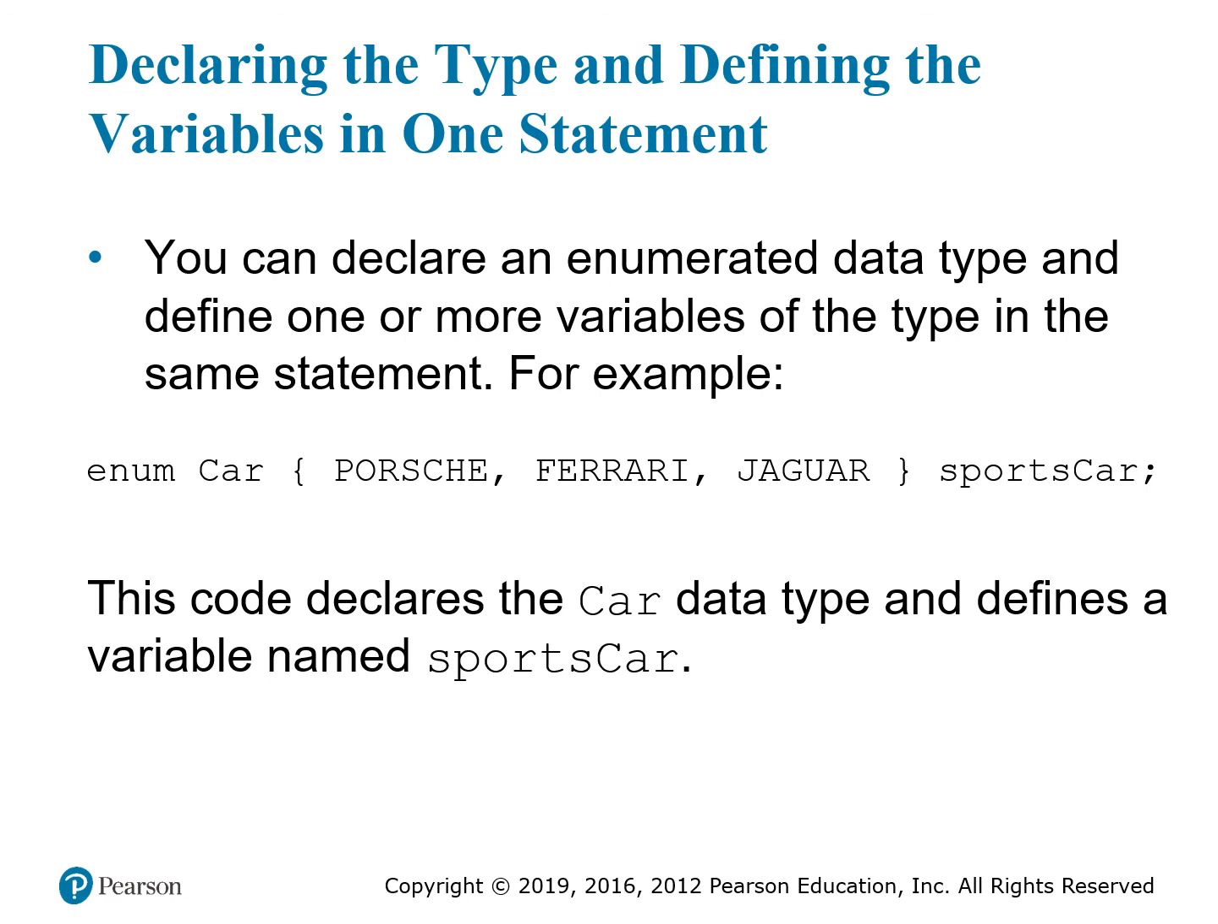And finally, as we saw when I did the anonymous enum earlier, we can define an enum type and have a list of variables on the same line or in the same statement. Enum car is either a Porsche, Ferrari, or a Jaguar, and the variable name is sports car. You can have a list of sports cars. You can have an array of sports cars, okay?